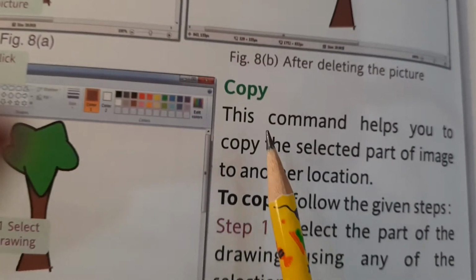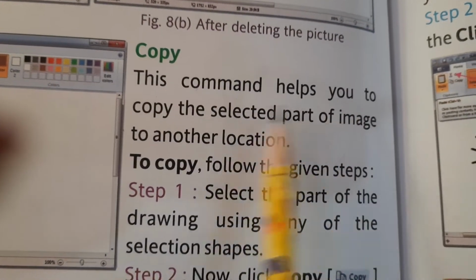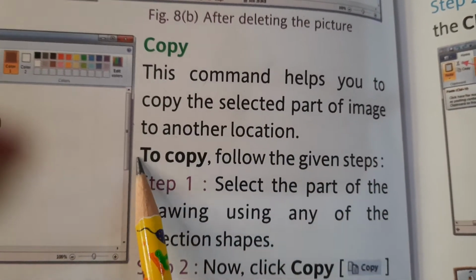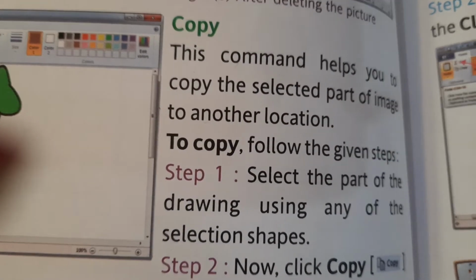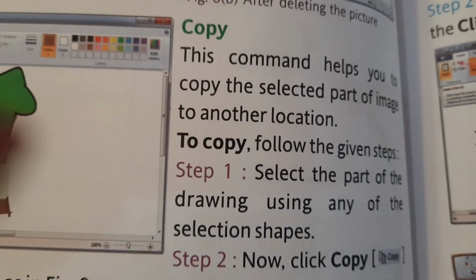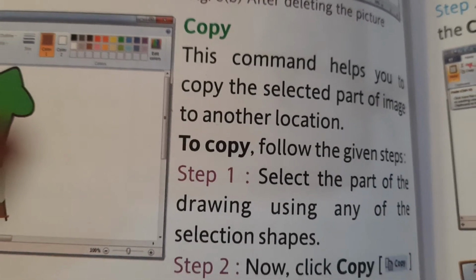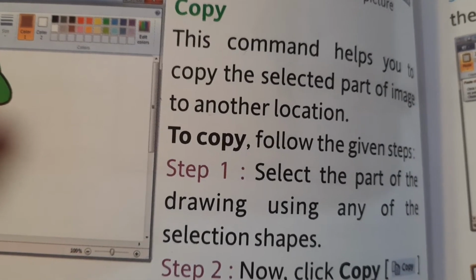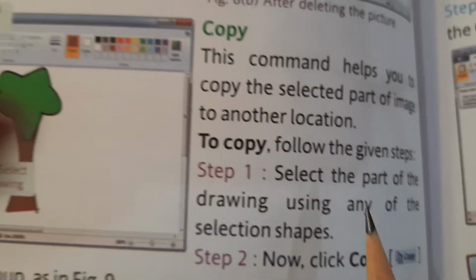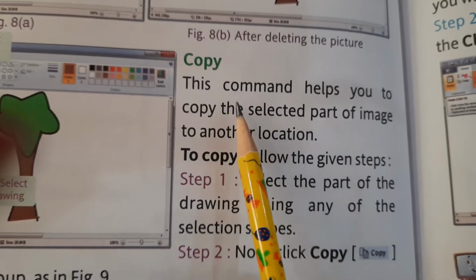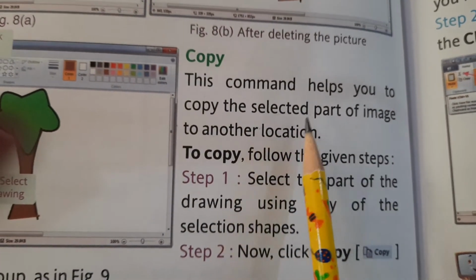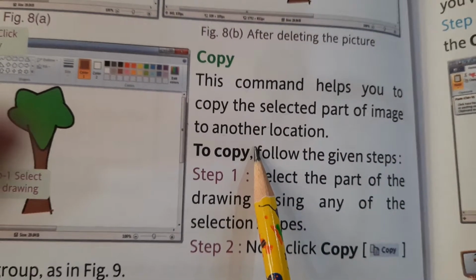Okay, now copy. This command helps you to copy the selected part of the image to another location. Means if suppose we have drawn something and we want to copy it to 10 different locations, so what we have to do, we don't have to draw it again and again and again. What we can do, we can use copy command. So what are we going to do in this? This command helps you to copy the selected part of image to another location.